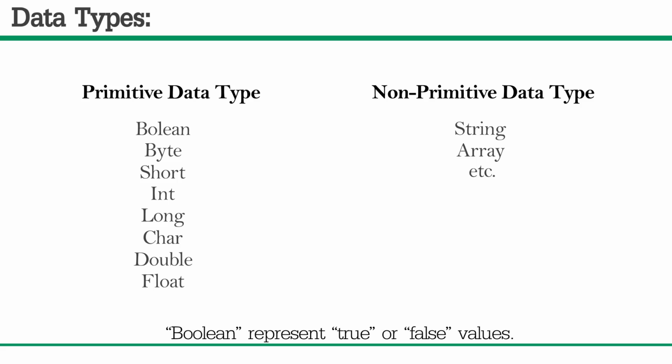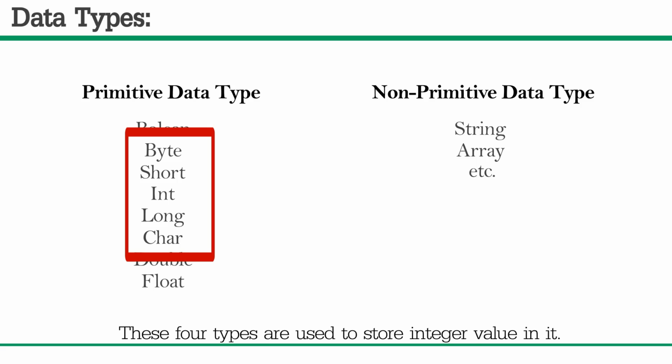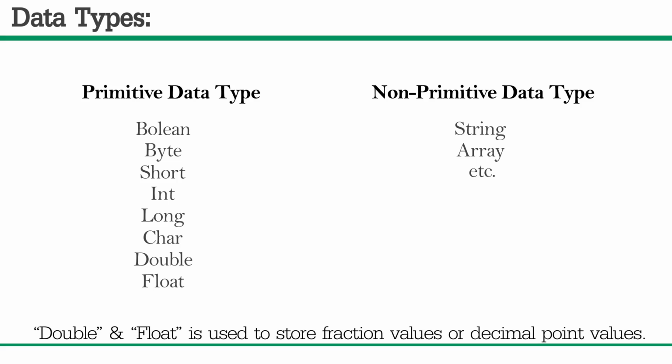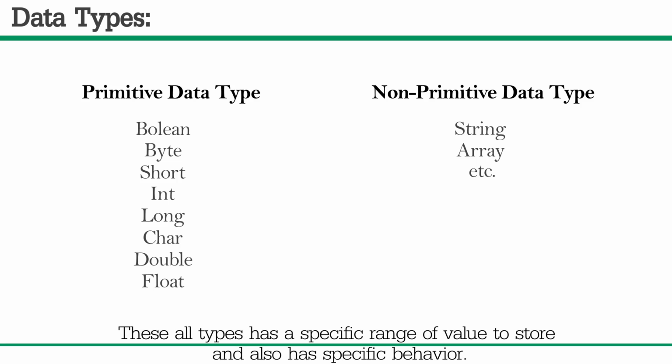Boolean represents true or false values. These 4 types are used to store integer values. Char is used to store a single character value. Double and float are used to store fraction values or decimal point values. All these types have a specific range of values to store, and also have specific behavior.